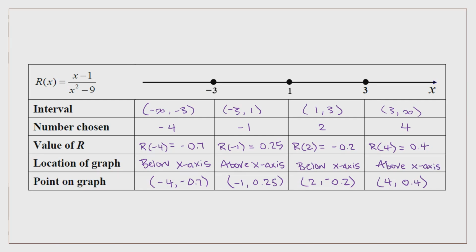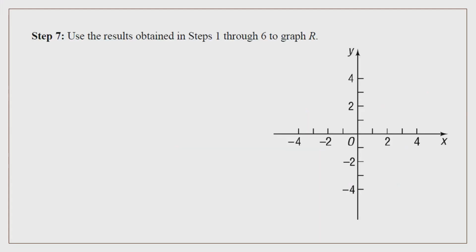Okay. So now that I have my points, I can now move on to step number 7 and take all of the results and information that I have collected from steps 1 through 6 and graph R. Okay, so let's graph that. So the first thing that we want to do, and that I recommend, is to plot your asymptotes. So we have 2 verticals actually, and we have 1 horizontal.